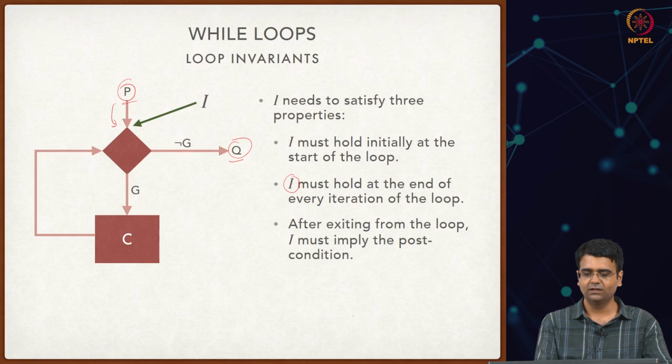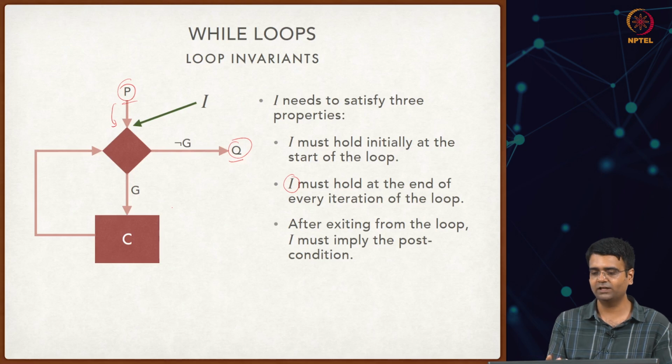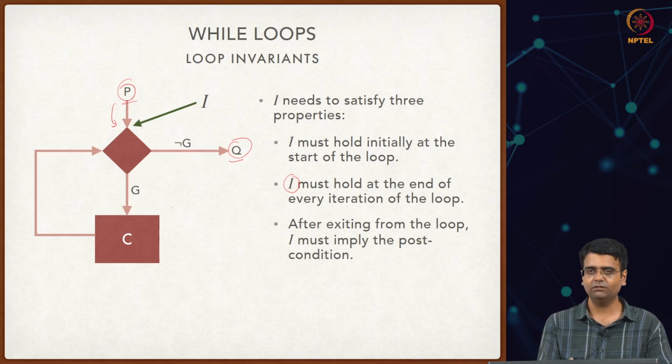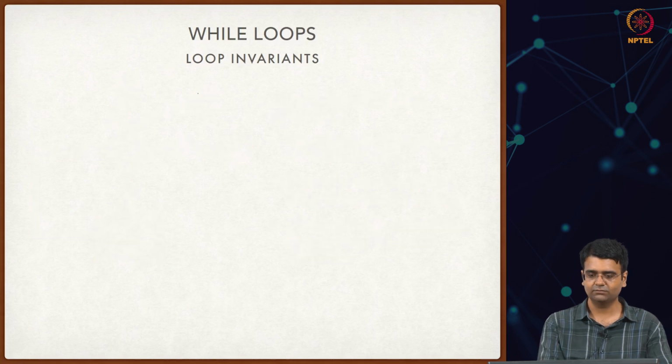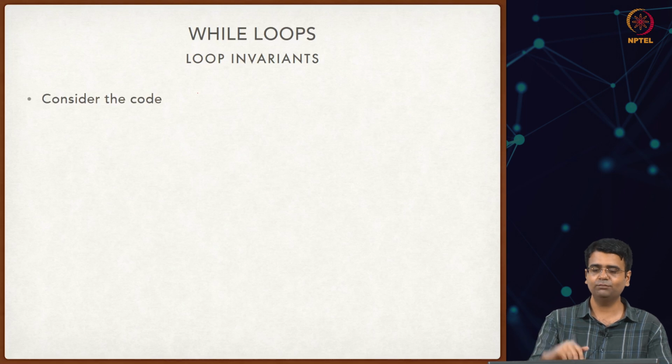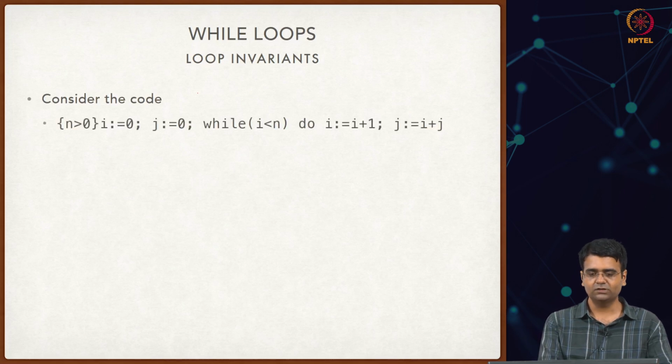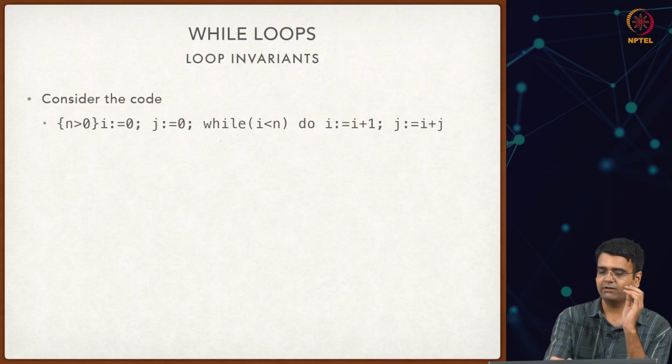So let us see how we can now come up with an inference rule for proving validity of Hoare triples involving while loops, but using the loop invariant I. So let us first look at an example of a loop invariant. Let us consider this piece of code. So here I have a while loop, which is this one.